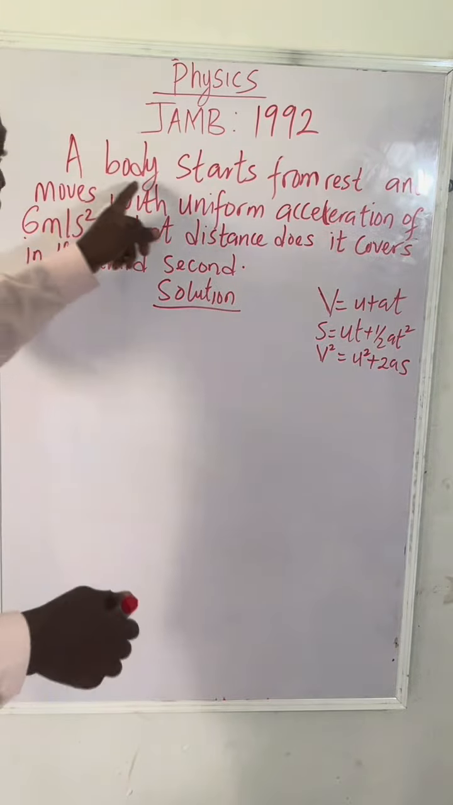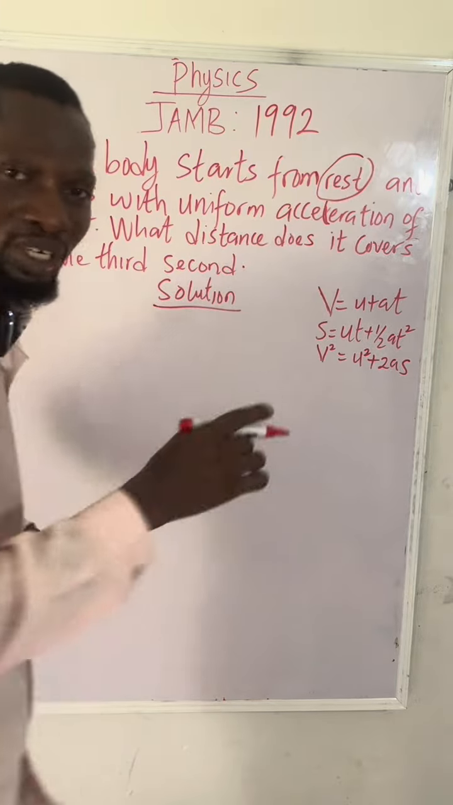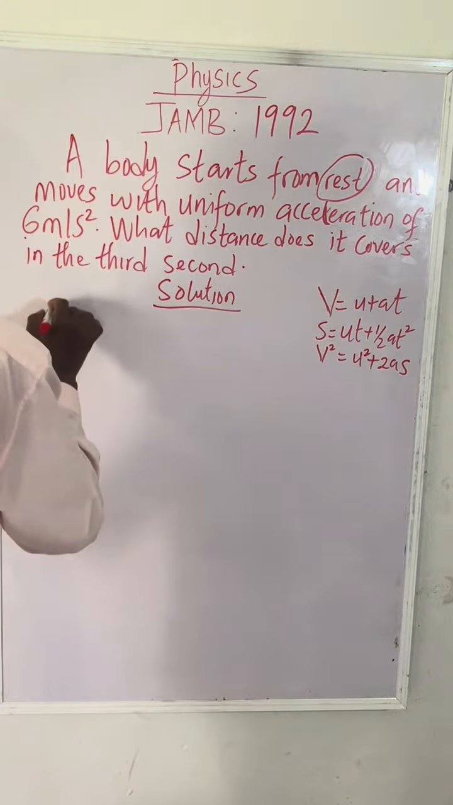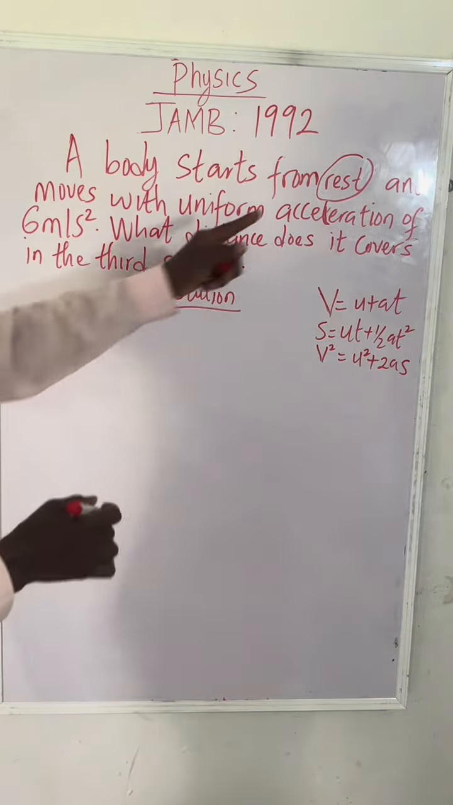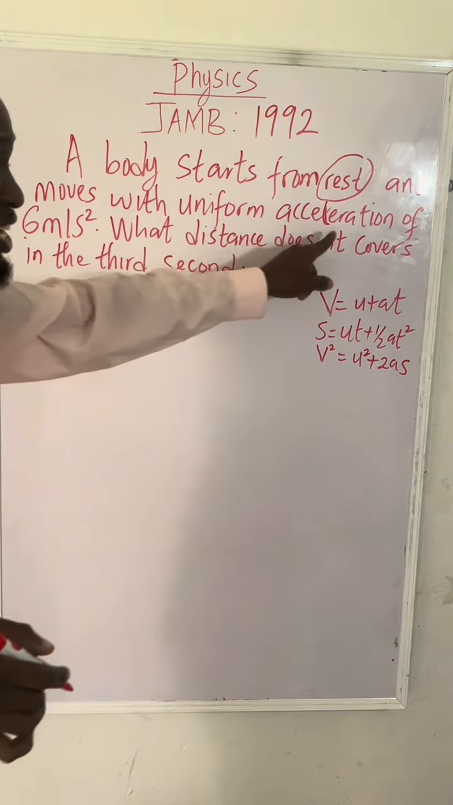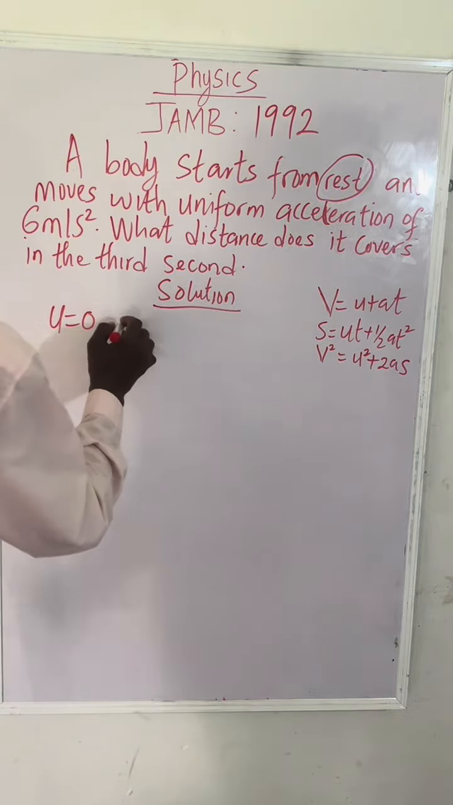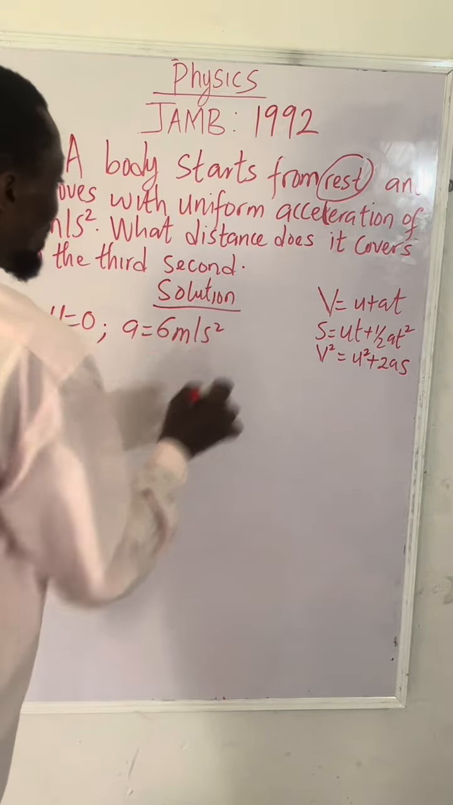So that is, a body starts from rest. Whenever you see "rest" in a question, it means that your initial velocity is equal to 0. So you quickly write u = 0. Nobody is going to tell you, you should know. And it moves with uniform acceleration of 6 meters per second squared. It means that your acceleration a is equal to 6 meters per second squared.